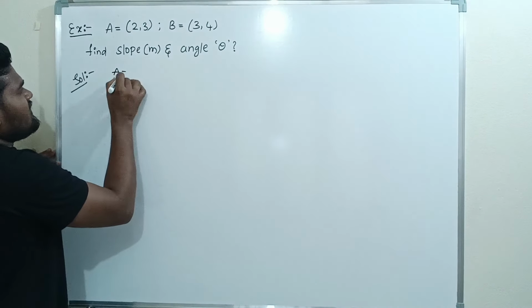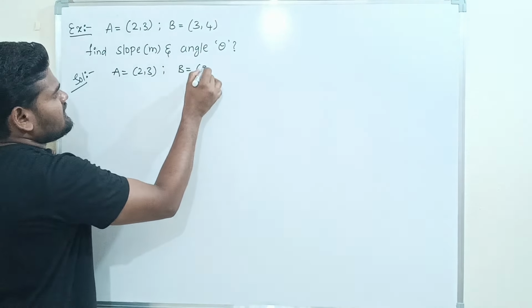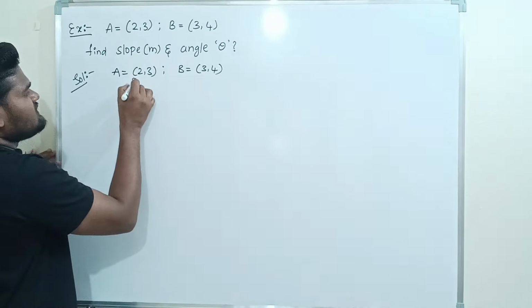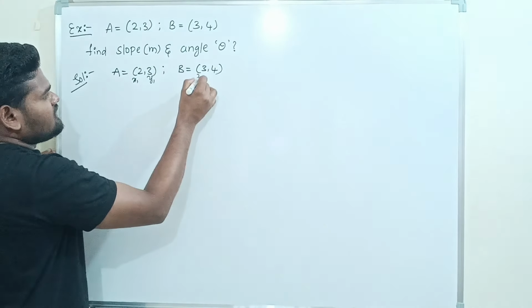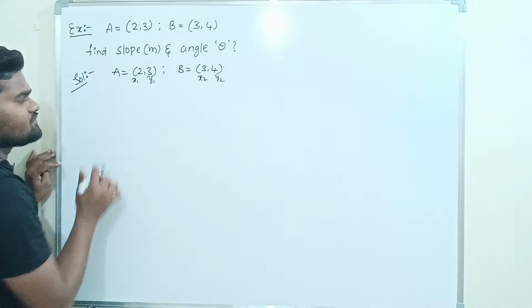So what is the point A given? (2, 3). What is the point B given? (3, 4). So this is X1, Y1, and this is X2 and Y2.